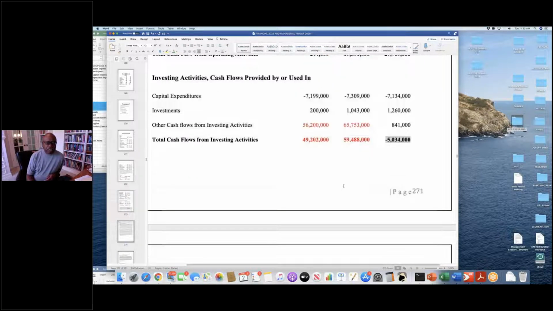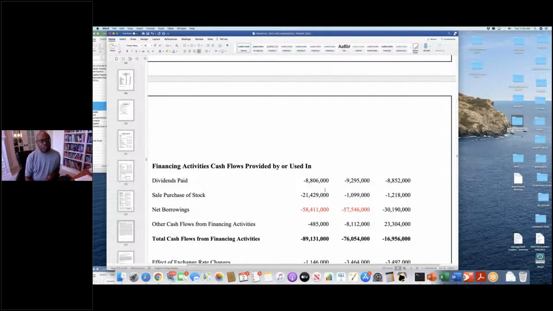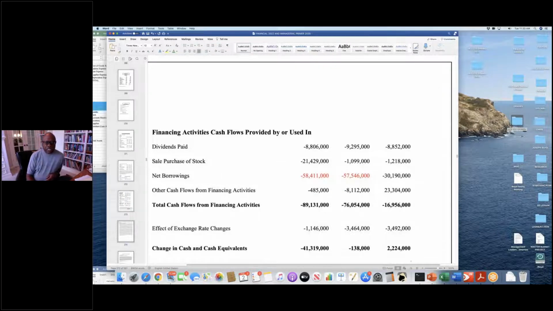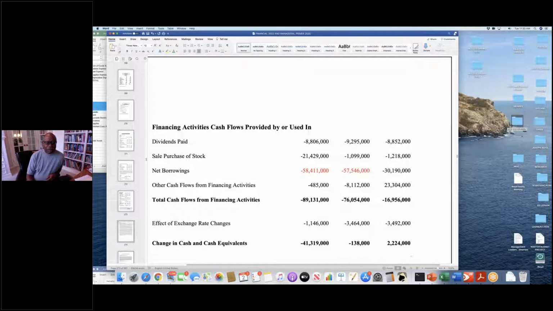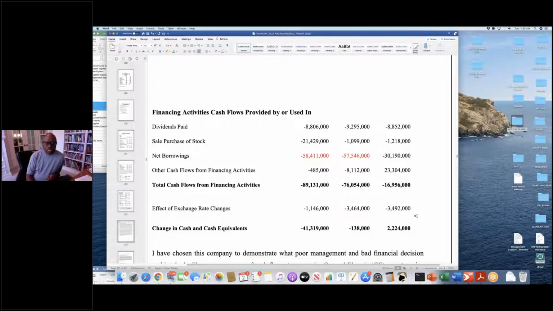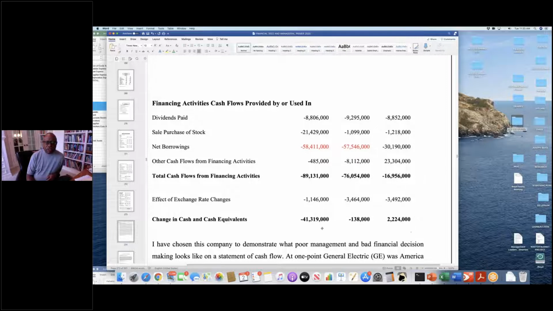Then the person did this. Like I said, this was a student document. Then the financing activities, they put that in. Put exchange rate changes in. Then they looked at the change in cash. And by the end of the day, the company was down 41 million.